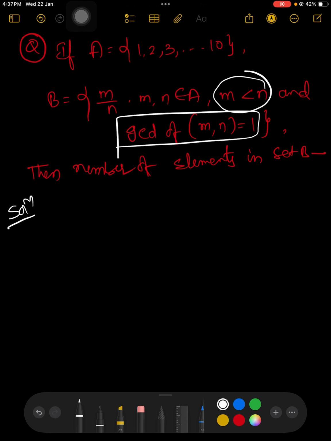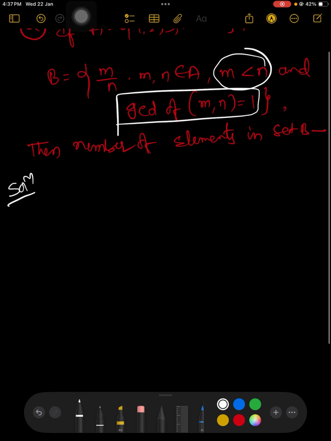The next question from the sets, that is, if capital A equal to 1 to 10 and B equal to m by n, where m comma n belongs to A, and the main important thing is m less than n, and greatest common divisor of m comma n is 1. First, suppose I start with m by n, and if I start with m equal to 1, then the denominator possibility, m less than n, right? 2, 3, 4, 5, 6, 7, 8, 9, 10. So 2 in the start. So it will be 9 numbers possible in case of 1, right? Then I will write in a different way.